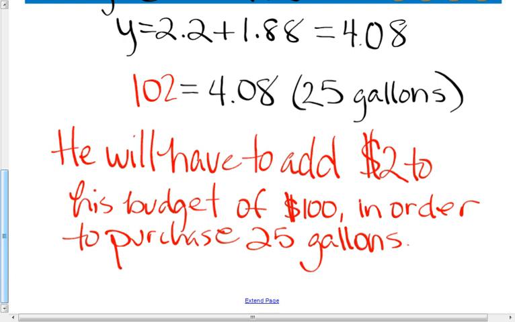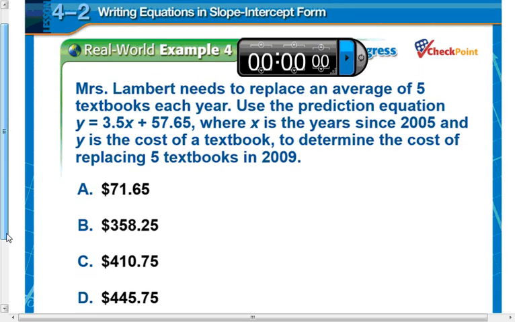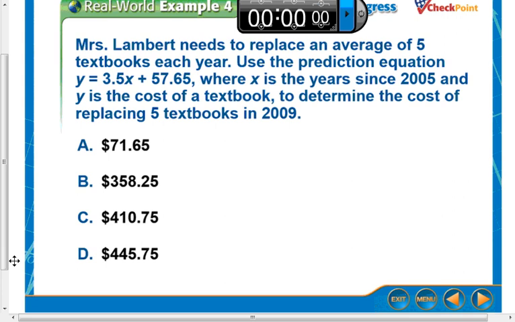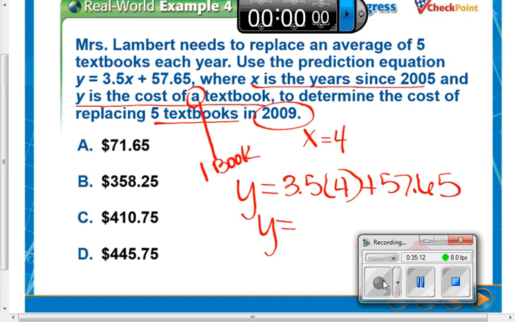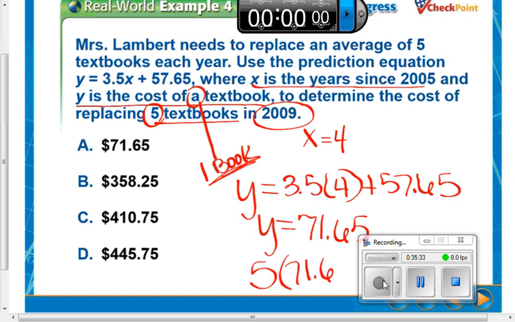Okay, one more example for you. I think we're getting close to the end. Woohoo. Go ahead and pause it. Okay, so you have your answer already, right? We have plugged this in. I put it in my calculator and got $71.65. Now that is the cost of a textbook. That's one book. How many books? Five is what she's replacing. So we're just going to multiply the cost of one book times 5, and you end up with B. Okay?